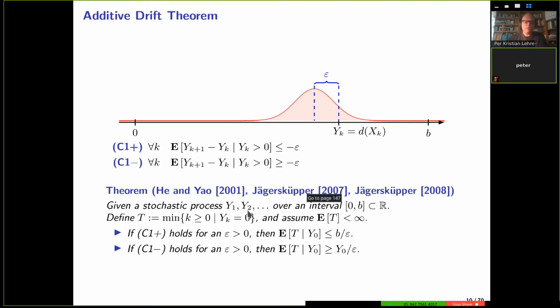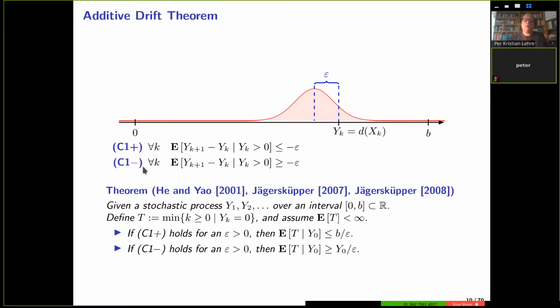Okay, so here we assume that this stochastic process y1, y2 and so on is limited to this interval 0 to b. And here we define t to be the first time where we reach 0. So if C1 plus holds, then the expected time to reach 0 is going to be less than b divided by epsilon.